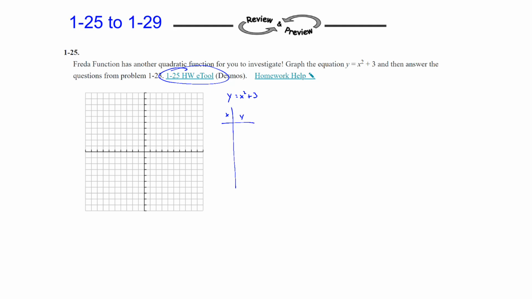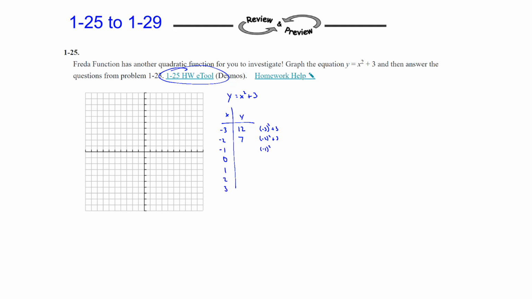So what we're going to do is plug in a couple of values here. I'm going to do -3, -2, -1, 0, 1, 2, and 3. And when you square -3 and add 3 to that, you get 9 plus 3 is 12. And then we're just going to keep doing this throughout the entire table. We're going to square the x and then add 3. So -2 squared is 4. 4 plus 3 is 7.